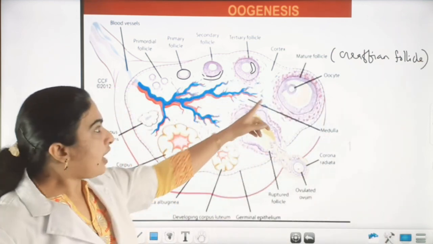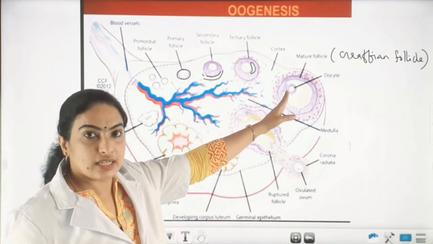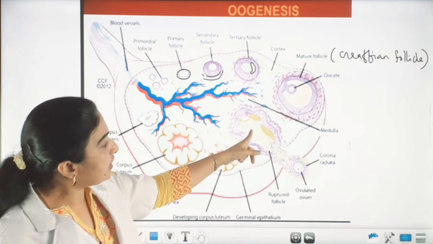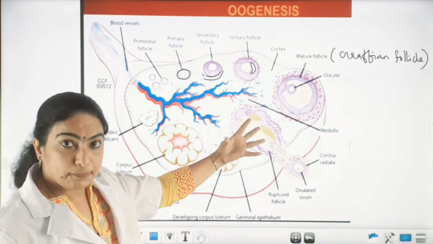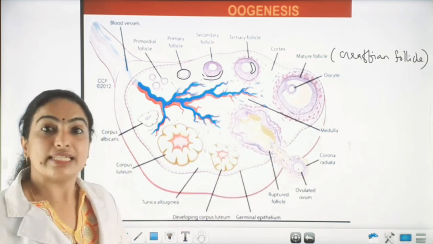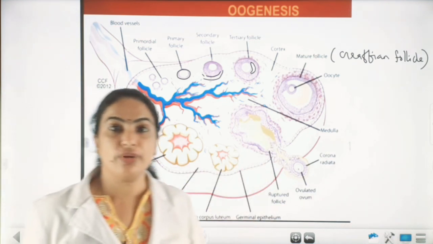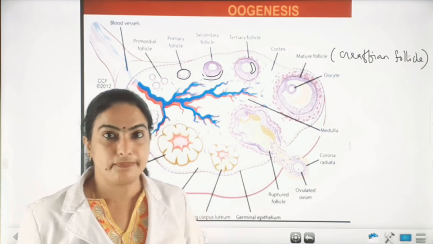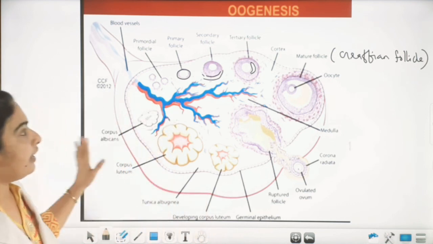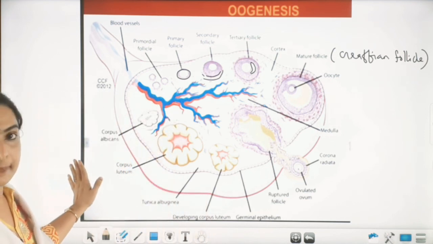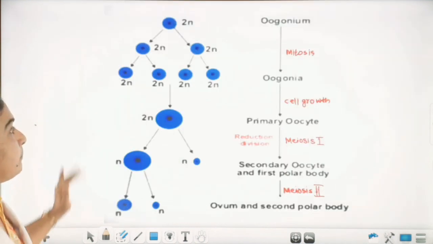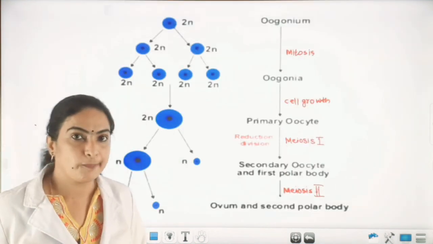Okay. So the Graafian follicle consists of this oocyte, and it will rupture and release the secondary oocyte. Okay, so all these structures I will teach you in the structure of ovum. Okay, and this is the section, and now we can see the schematic representation once more.